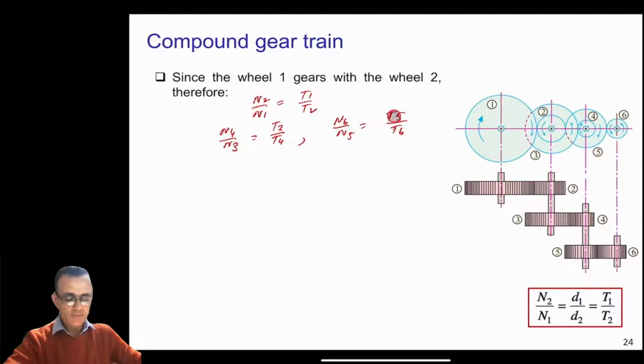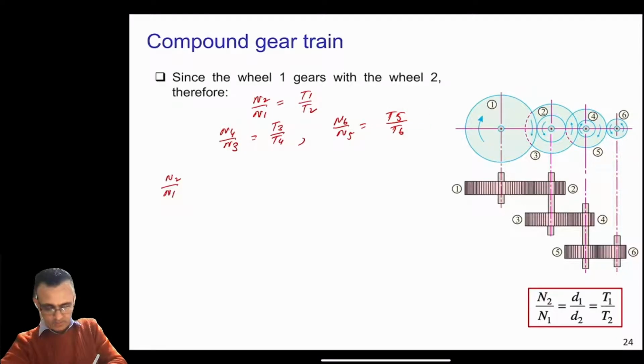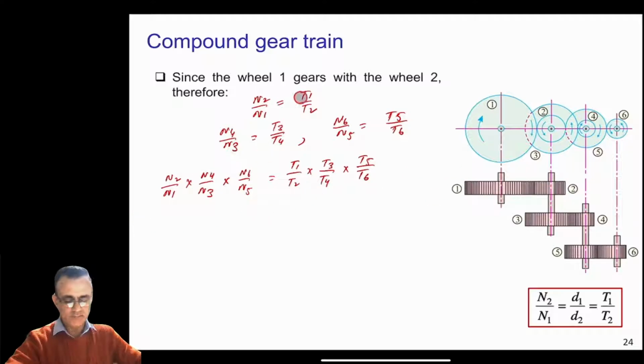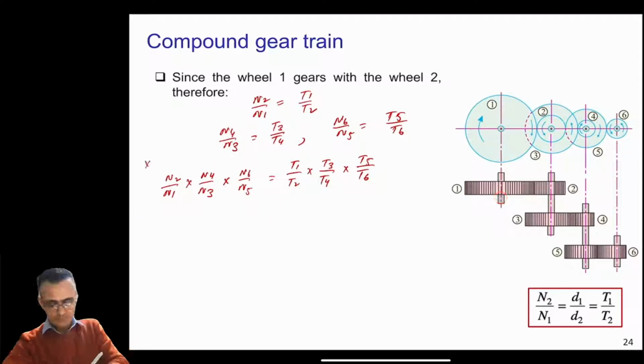Okay, now if you multiply all these three equations together, what you will get is N2, N4, N6 divided by N1, N3, N5 on the left hand side, and on the right hand side, you will have T1, T3, T5 divided by T2, T4, T6. So you have this equation, if you multiply 1, 2, and 3, multiplying this 1, and this is 2, and this is 3.